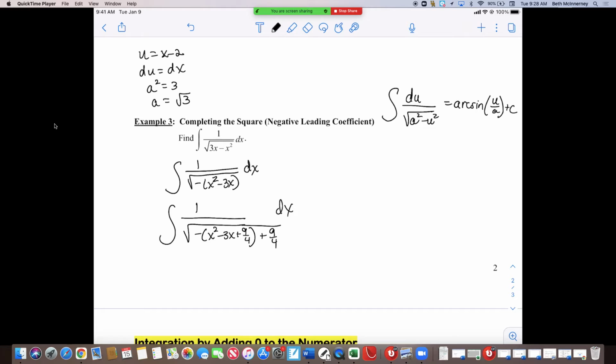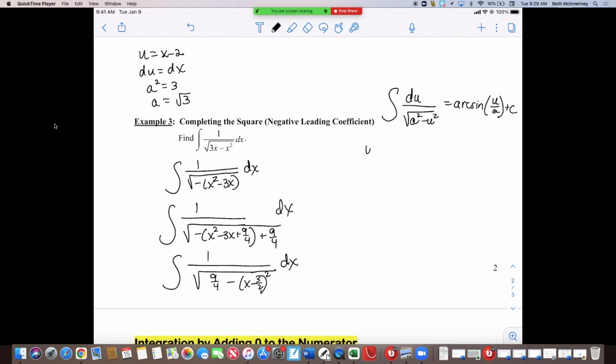Let me go over that one more time. This is really tricky. So I think we understand where the 9/4 came from, but technically I have subtracted 9/4, so I have to counter that by adding the 9/4. So I'm going to now flip this around and call it 9/4 minus x minus 3 halves the quantity squared dx. So now I've put it in my arcsine formula.